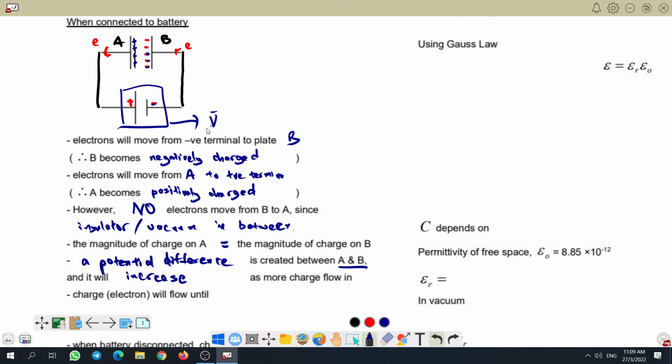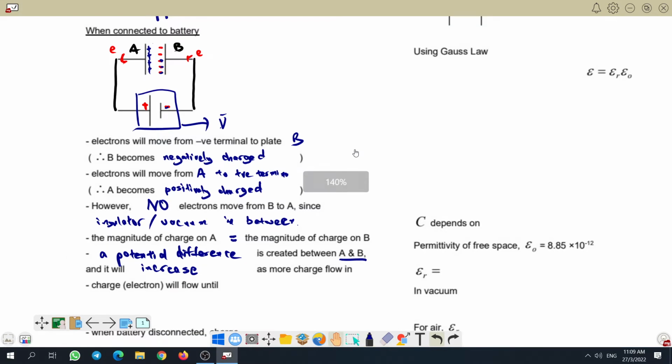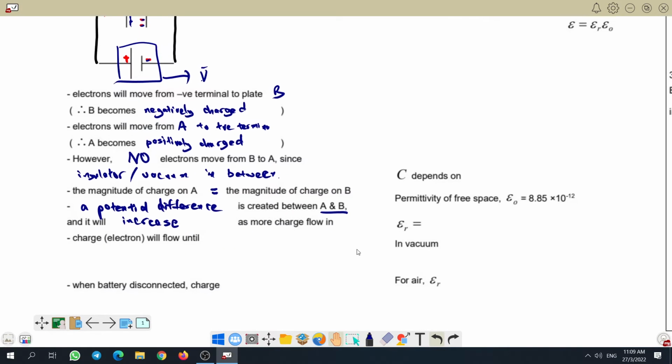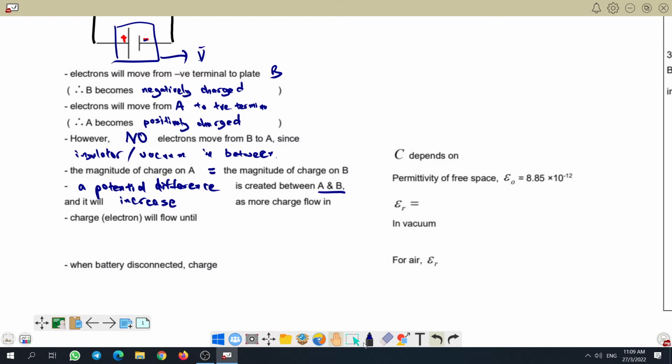So di atas ada V, di bawah pun ada V. So that means it will actually just flow until V. So V tapi V apa? V between AB, dia seimbang, equals to V of your cell. Because V of your cell, sometimes we call EMF of cell. PM we call it apa? DGE.